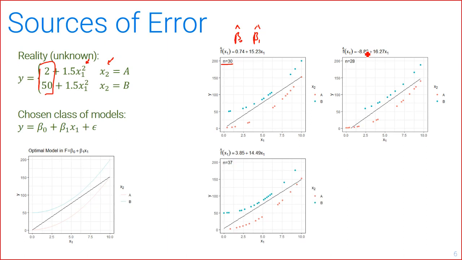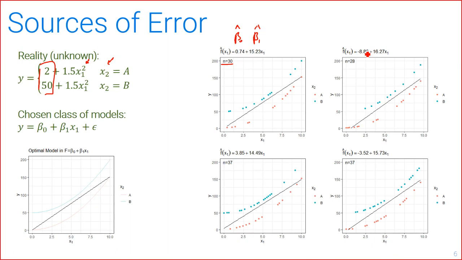If we collect another set of data from the same reality again, we have a different model again, and a different model if we go a fourth time, etc., etc. So the point here is that depending on which data we use to fit the model, we are going to have different results, different coefficients. And so we see there's a certain variability due to the data.